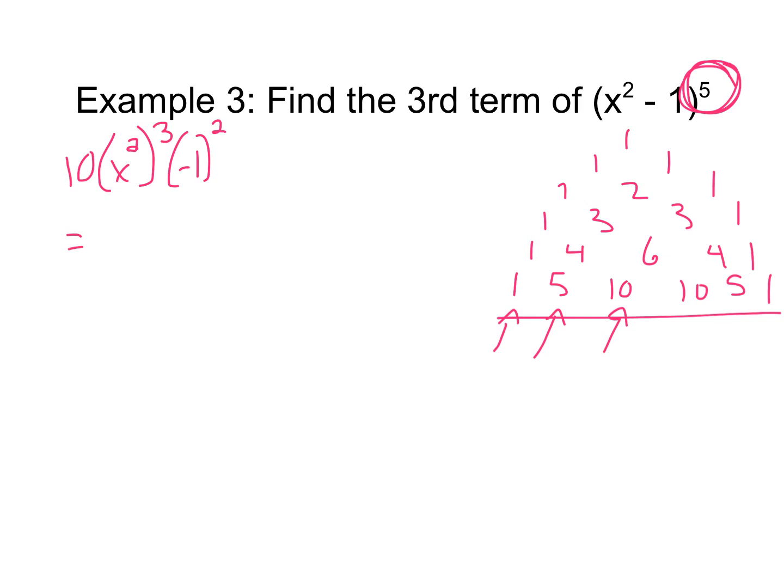And so if we simplify this a little bit, we have 10, and then an exponent to another exponent, you multiply those, so that's x to the 6, and then negative 1 squared is just positive 1, so that's just 10 times 1, x to the 6.